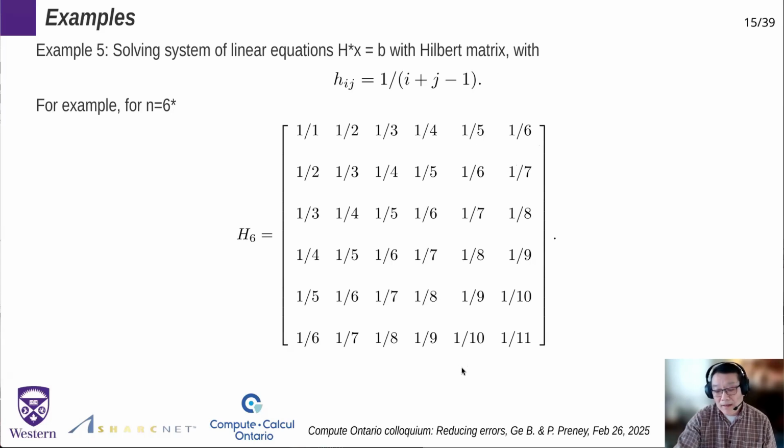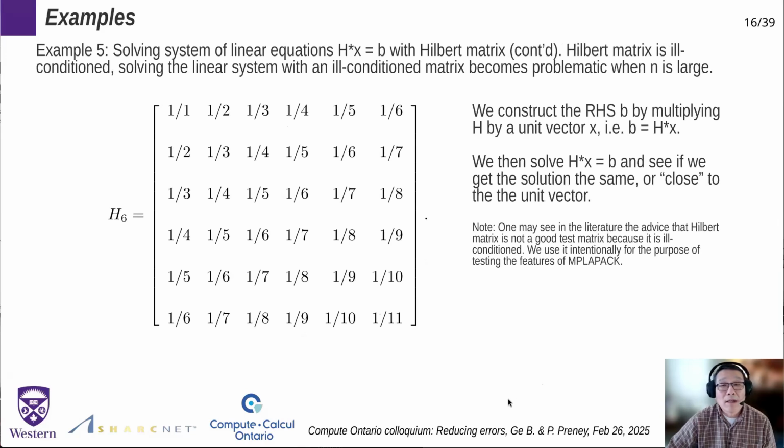And then let's see how we do the exercise and example. Again, this is a Hilbert matrix of rank 6. And again, we're following the same technique. We will construct our right-hand side b by multiplying the Hilbert matrix by a unit vector, and then we solve for x and see what we get.